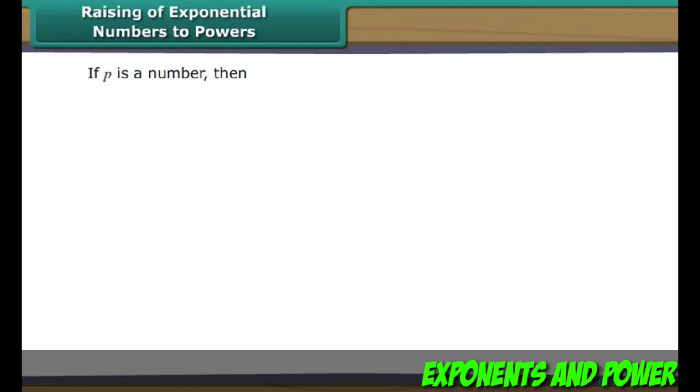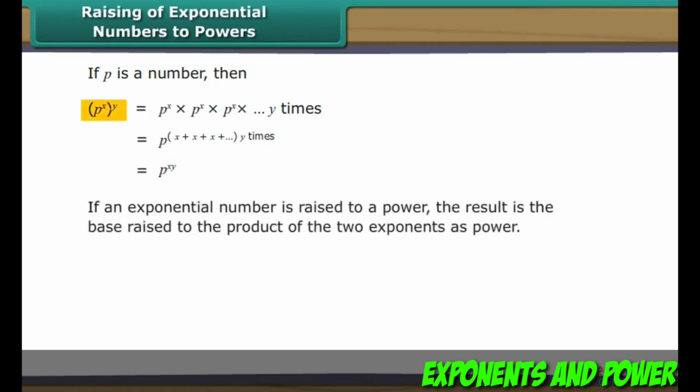Raising of exponential numbers to powers. If p is a number, then (p raised to the power x) whole raised to the power y is equal to p raised to the power x into p raised to the power x into p raised to the power x, and so on till y times, which is equal to p raised to the power x plus x plus x plus so on till y times, which equals p raised to the power xy. If an exponential number is raised to a power, the result is the base raised to the product of the two exponents as power. Let us look at some examples.